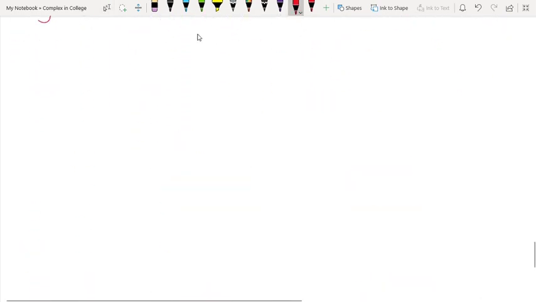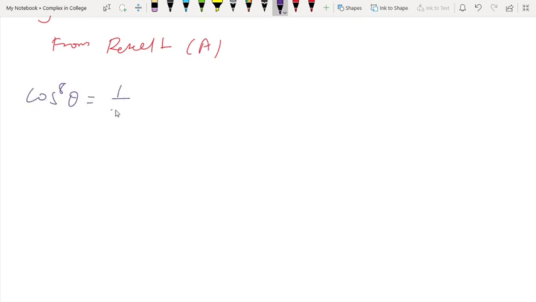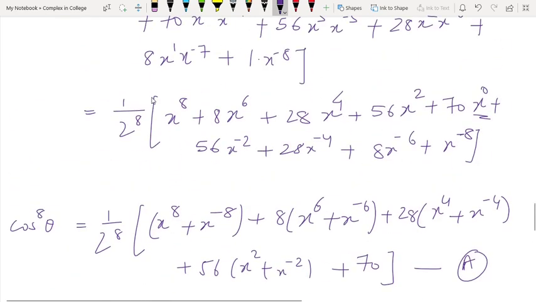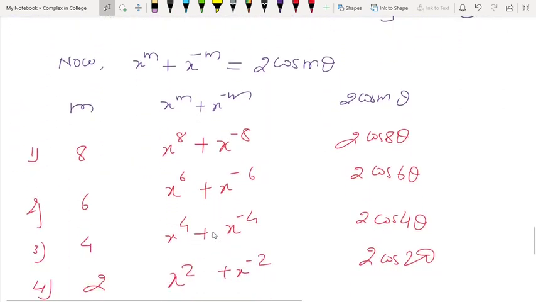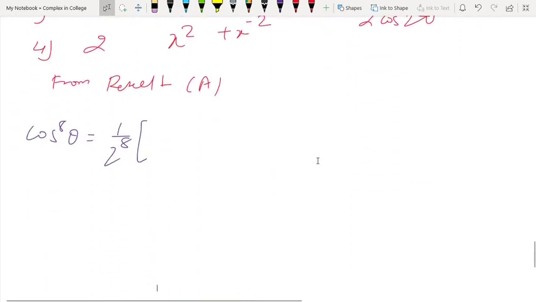So from result A, what we have there? Cos raised to 8 theta. Now I am directly replacing it. 1 upon 2 raised to 8. The first term is x raised to 8 plus x raised to minus 8, isn't it? And that we can replace with 2 cos 8 theta. So here we have 2 cos 8 theta.